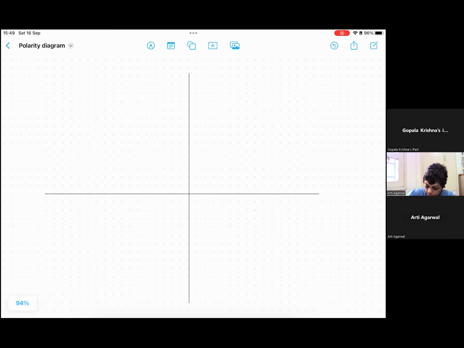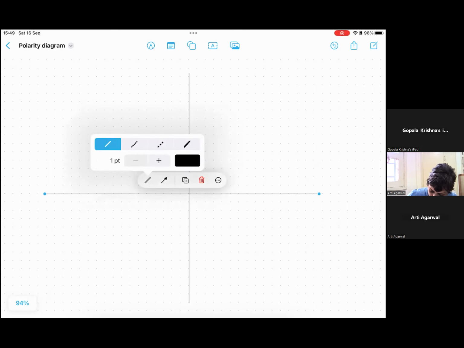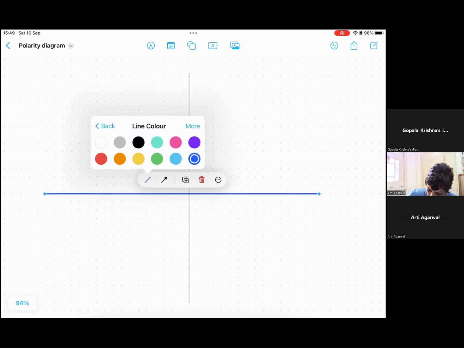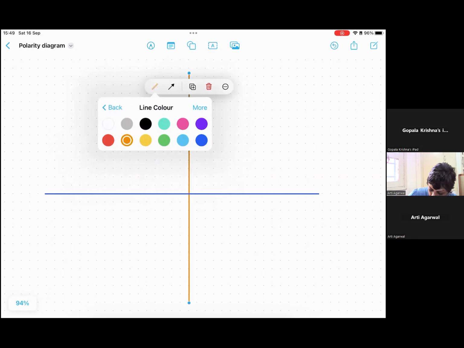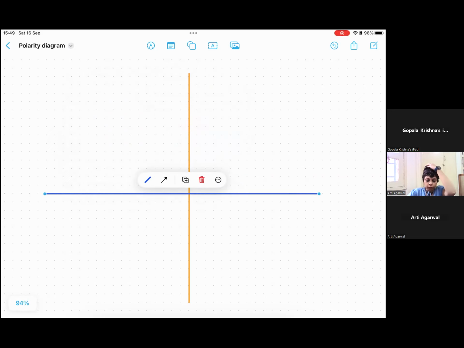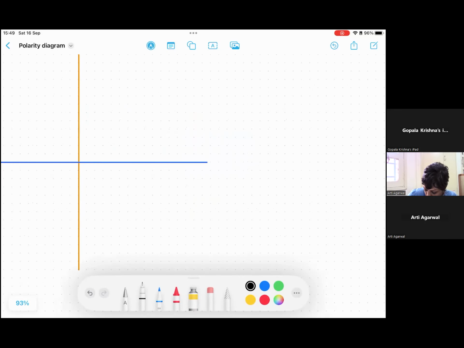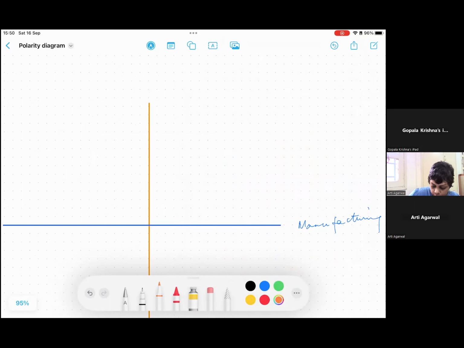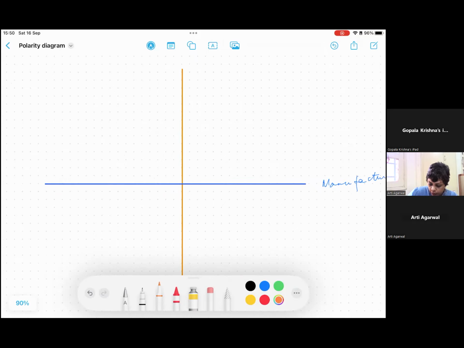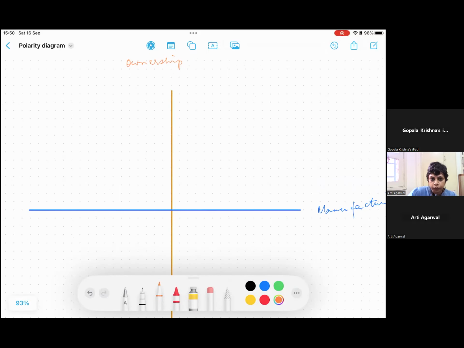So there is the left axis. Let me color them. The blue axis and the orange axis. Okay. So suppose the blue axis is the axis for manufacturing. This is on manufacturing. And the orange axis is the axis for ownership. I have just color coded it so that it is a bit easier to understand what we are doing here. But you don't need to do that if you don't want to.